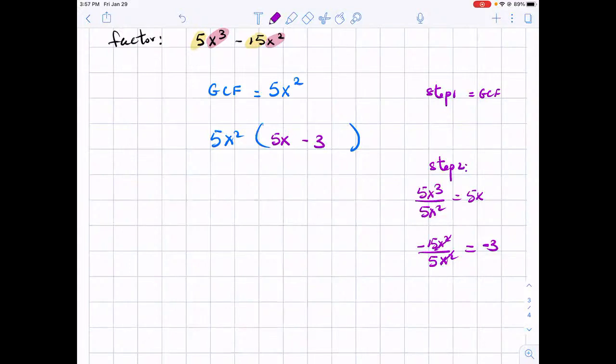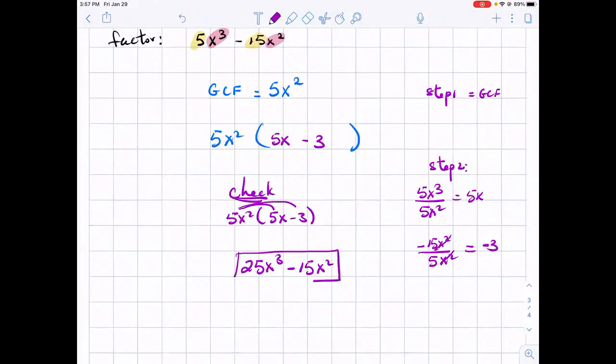And don't forget, you can do your check, right? So if you multiply 5x squared times 5x minus 3, 5x squared times 5x becomes 25x cubed, and 5x squared times minus 3 becomes minus 15x squared, which is exactly what we had. Okay. So even if I do not say do the check, you should always do a little check to make sure that it's correct.